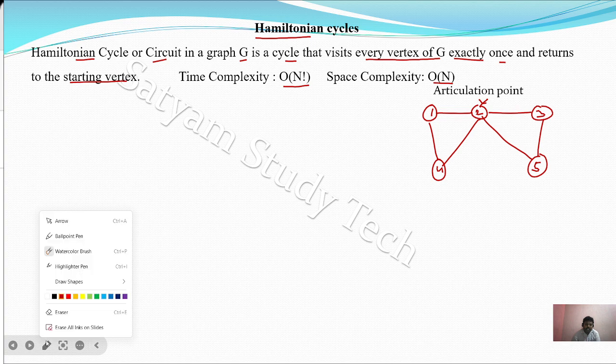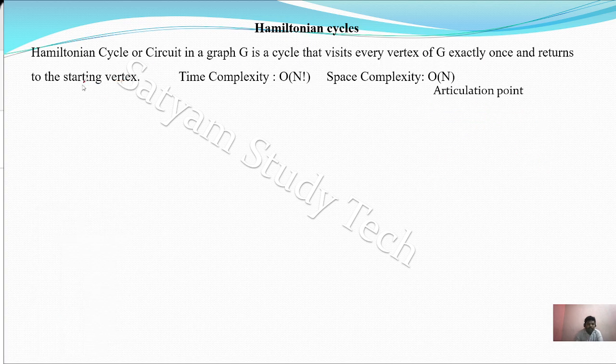Now we can discuss one example problem. For example, this is vertex A, vertex B, vertex C, and vertex D. This is a graph. How many Hamiltonian cycles exist in this graph? Is there any articulation point in this graph? There is no articulation point, so Hamiltonian cycles exist. How many Hamiltonian cycles exist?